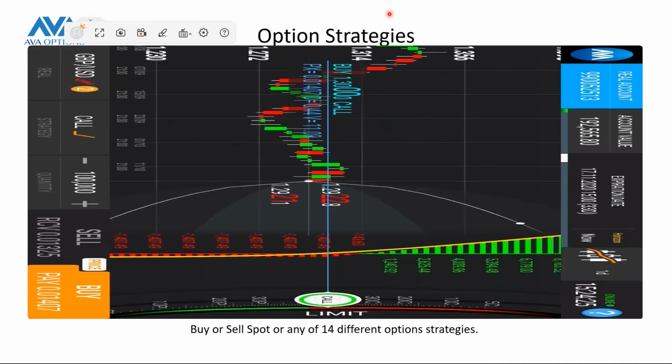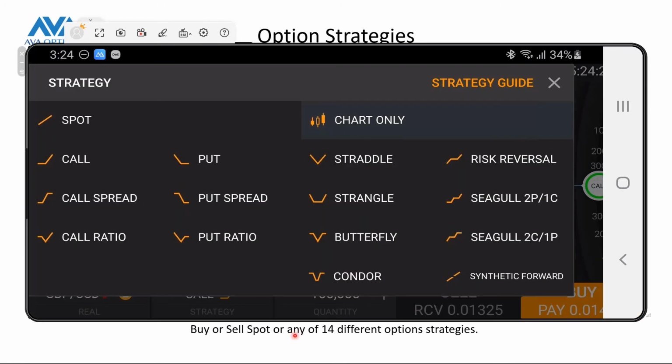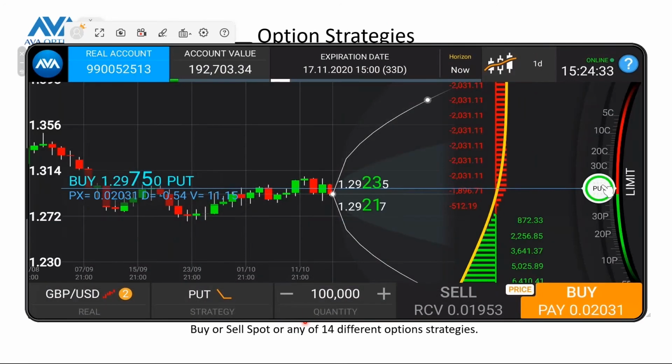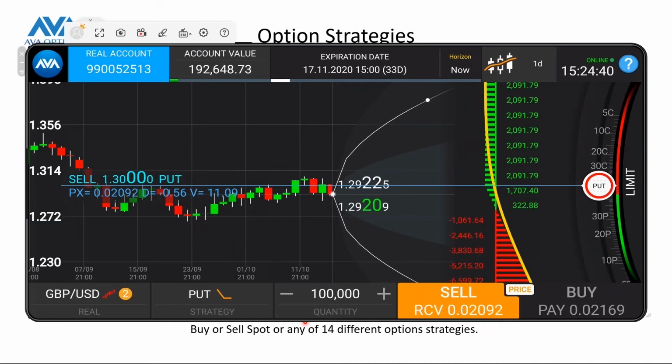Let's go back to where we were. Now let's click that strategy button again and say puts. There are puts. If the market goes down, I have unlimited profit potential when I buy a put. If I sell a put, I have unlimited loss potential.